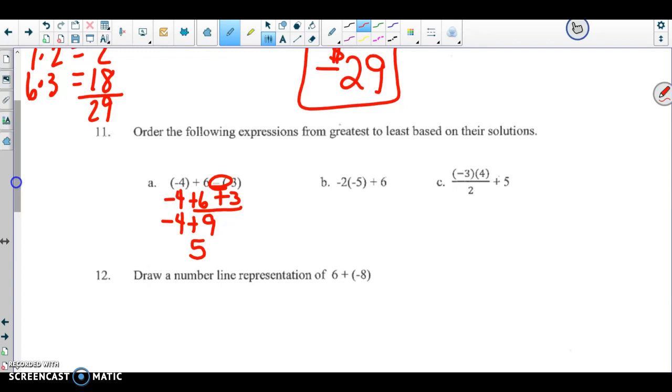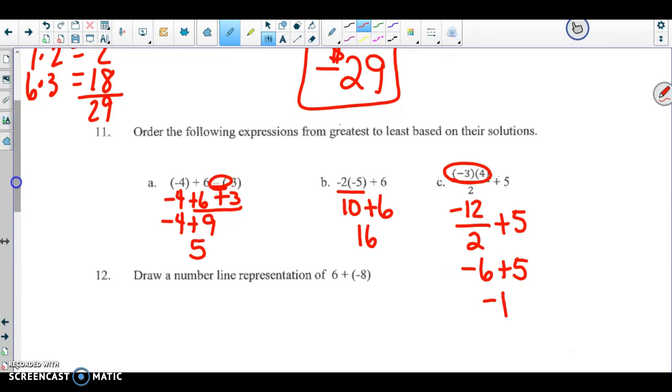If I would have just gone in order, I would have had 2 here and then plus 3 to get 5. This one I've got to use my order of operations because I see I have multiplication here. I always have to use my order of operations. Well, negative 2 times negative 5 is 10. Plus 6 is going to give me 16. And then finally, I've got several steps here. I'm going to start here to get negative 12 because a negative times a positive is negative, divided by 2, and then plus 5. Well, now negative 12 divided by 2 is negative 6, plus 5 gives me negative 1.